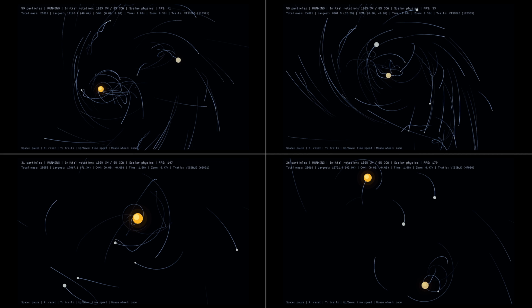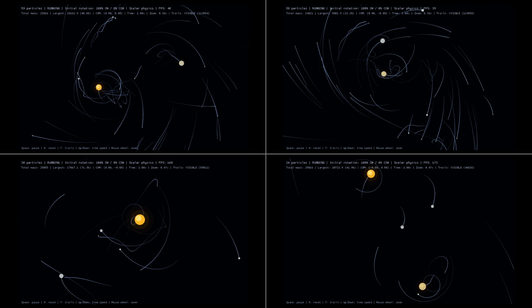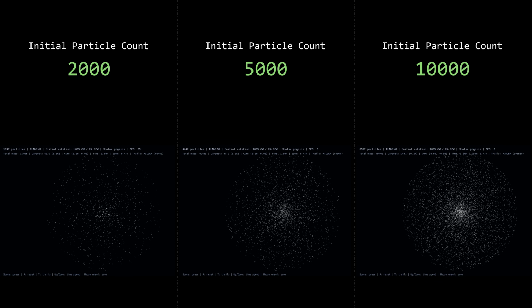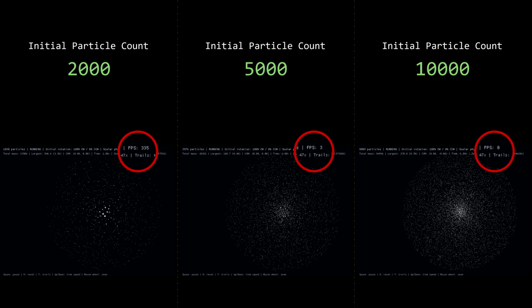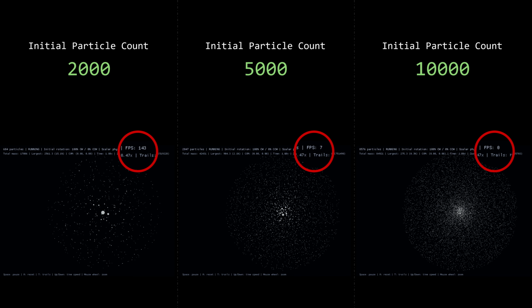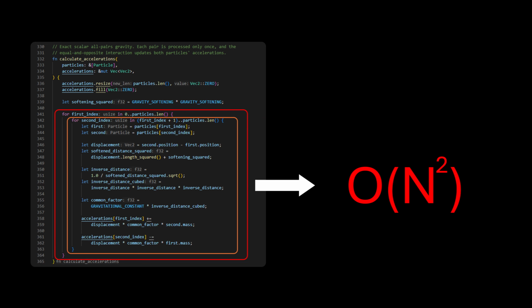We usually think computers are really good at simulating things, but the truth is that their performance depends heavily on the algorithms we use. Here, for example, as I increase the initial number of particles, the program stops rendering smoothly. This happens because my algorithm calculates how every particle is influenced by every other particle in the system, meaning its time complexity is O(n²).